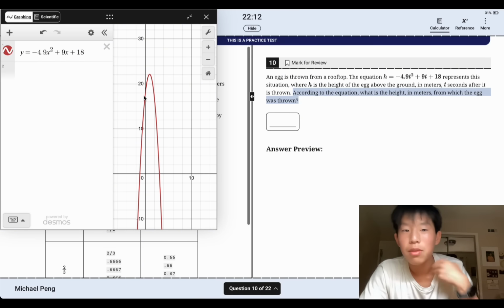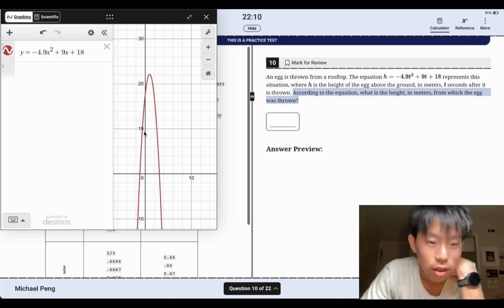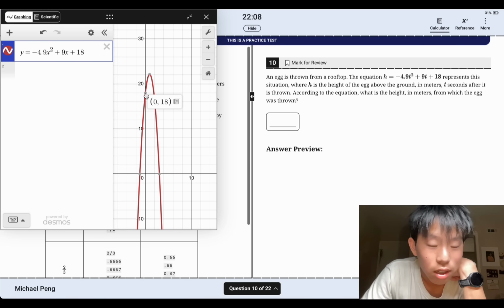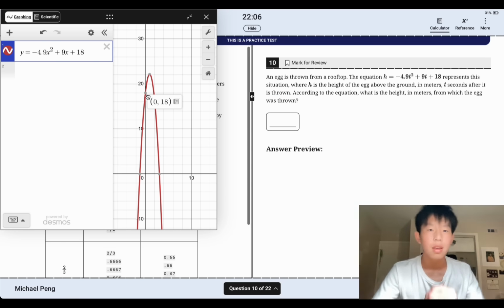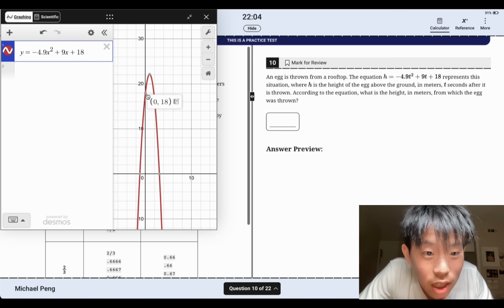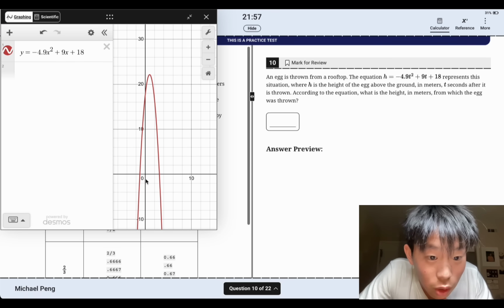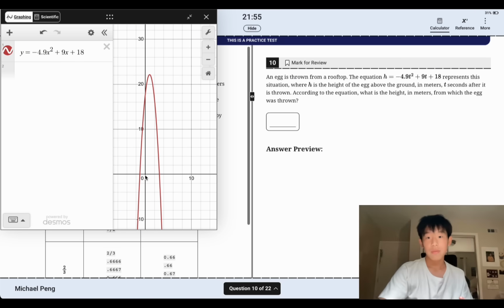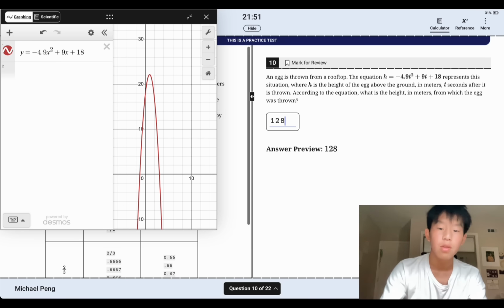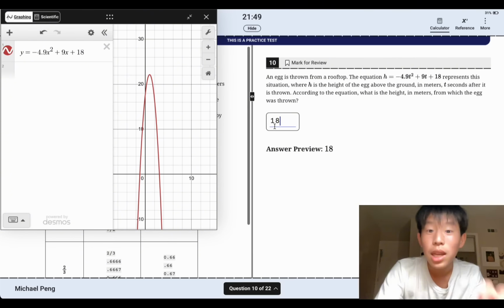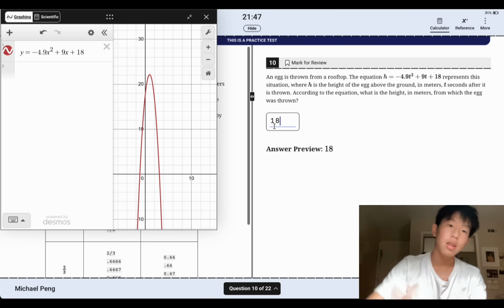Now, if you've never taken AP Physics, this might be the hardest question of your life. But if you're me, a former physics guy, you can just see that the x-axis is time, and you can't have negative time. So when x is 0, it's going to be 18. So the answer is 18, which basically means that boy was 18 feet off the ground when he threw the egg.